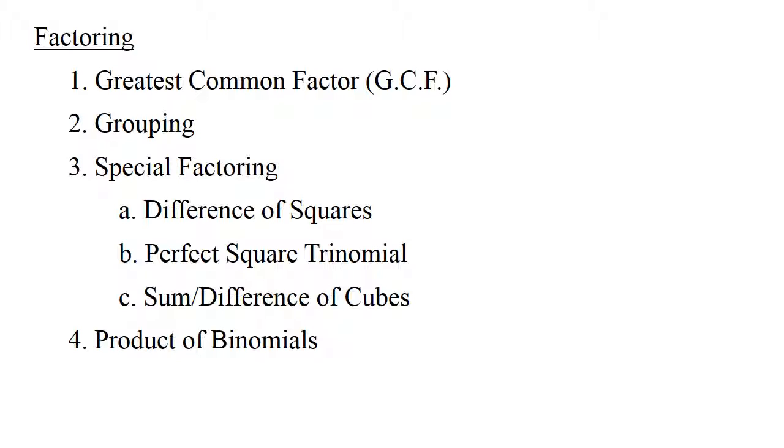And so you should always approach it in this order. Look for the GCF, look to see if you can do grouping, see if it's one of those special ones, and then if none of that works, then do the product of binomials. Or you've already done it and you still have something left over that still needs to be factored, then do the product of binomials.